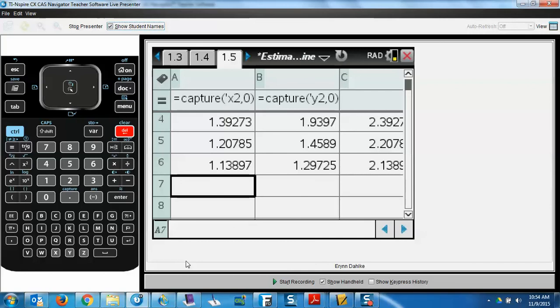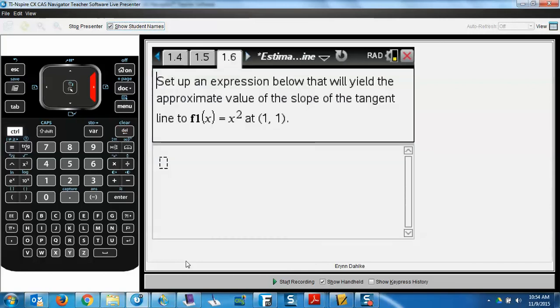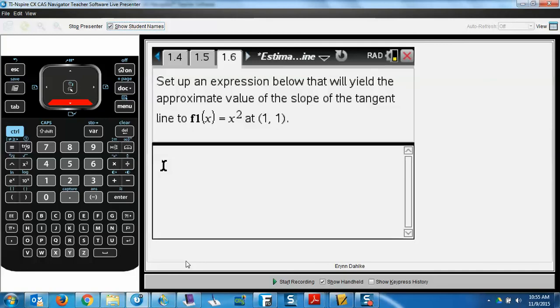Okay, hit Control right arrow. I don't know if there's another page here. Okay, so they've got f1 of x at this. Okay, so this is what we want to do. So set up expression will yield the proxy. So we want to do a zoom in. So let's do Control Divide. Put your cursor, get your cursor down here. I think if you tab or click down there, it's a split screen is what we got going.